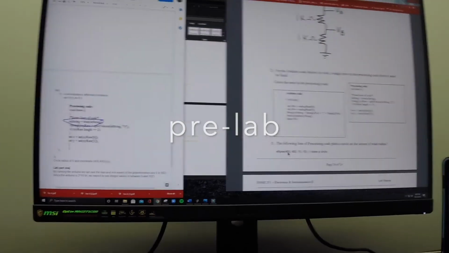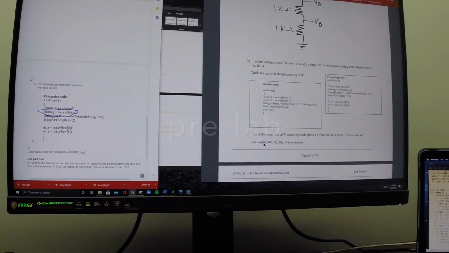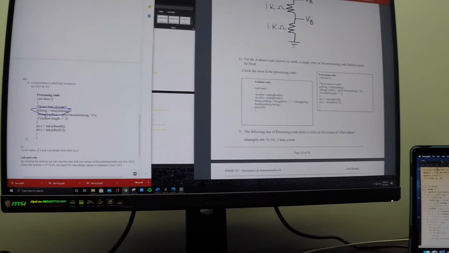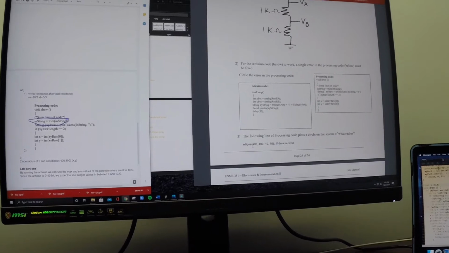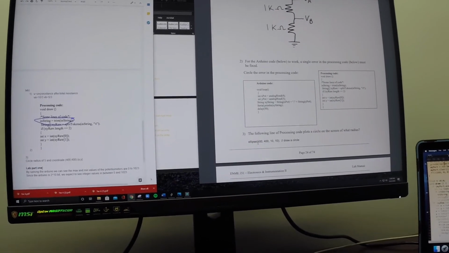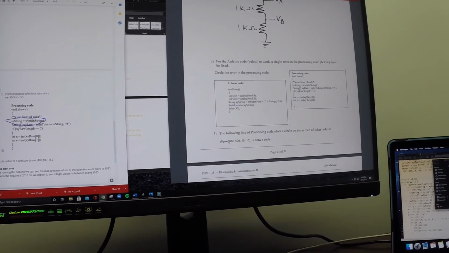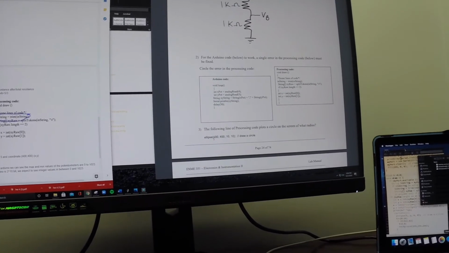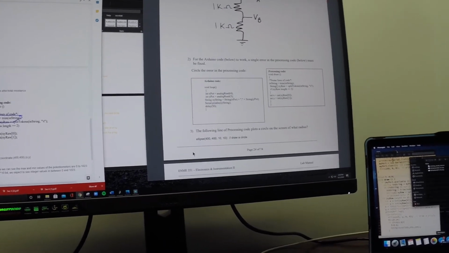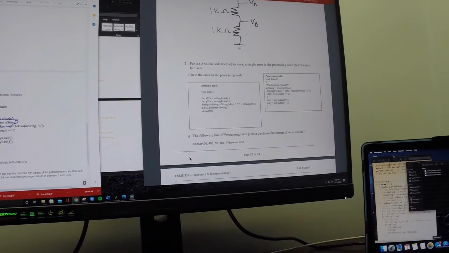Then the second one is giving us two pieces of code, basically telling us what's going on here or what's wrong. And I could figure out that when putting it into Processing, it's telling me the in string, the trim parentheses in string is throwing an error.